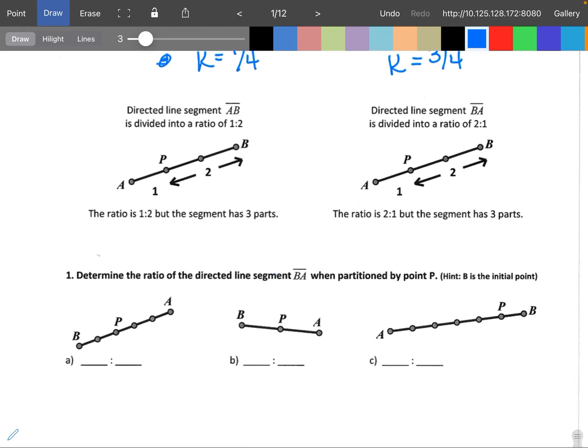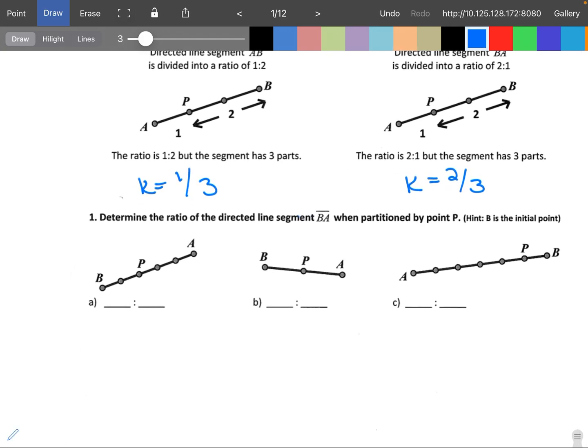The next one, A to B, would be 1 part to 2 parts, or 1 out of 3 for a scale factor. And the next one would also be out of 3 total parts, but this time the scale factor would be 2 to 3.